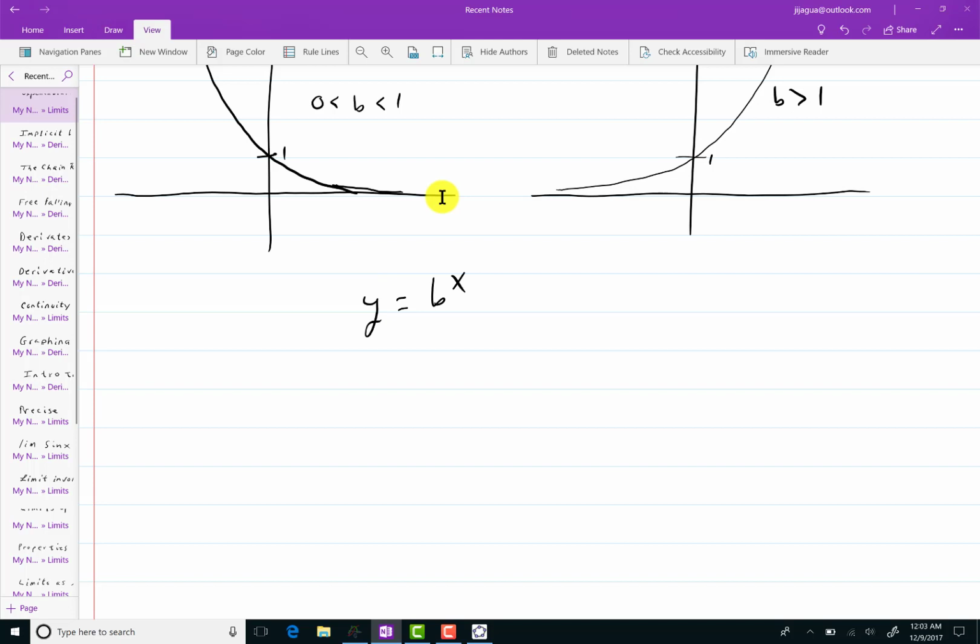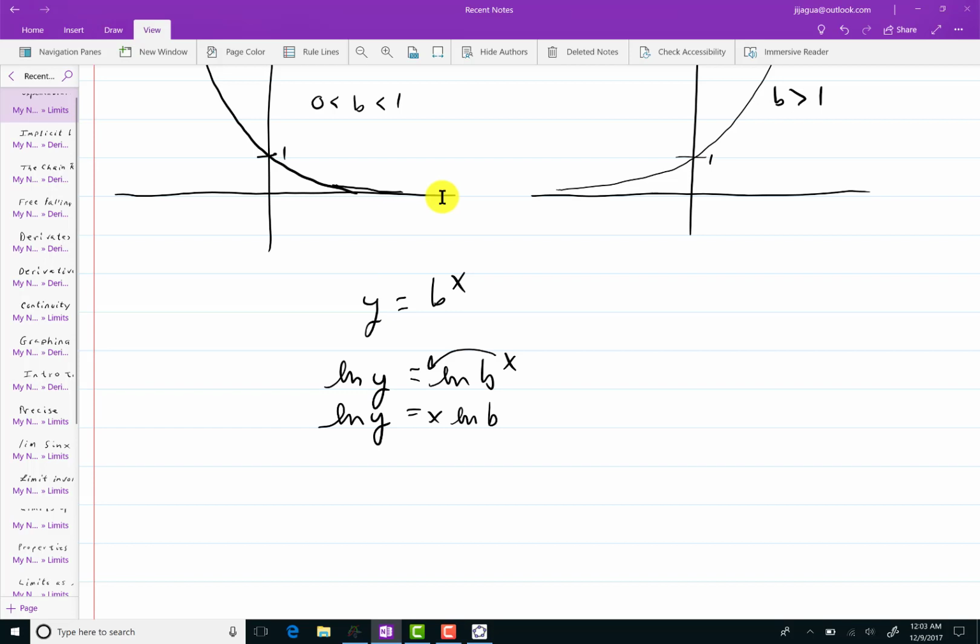Now let me see if I can figure out the derivative of this thing. I think I'll start with y equals b to the x, and I want to determine y prime. So I'm going to take the natural log of both sides. Take the natural log of y equals the natural log of b to the x. I can take the x out front of the natural log because the b is a positive number, so it's defined. Let me change that y to something reasonable.